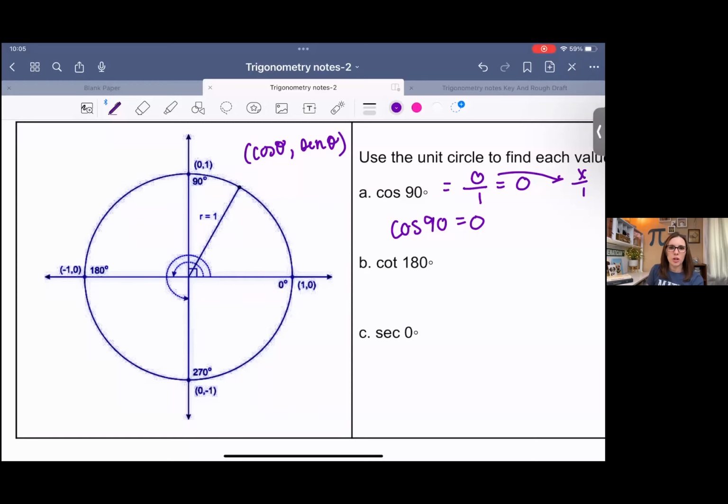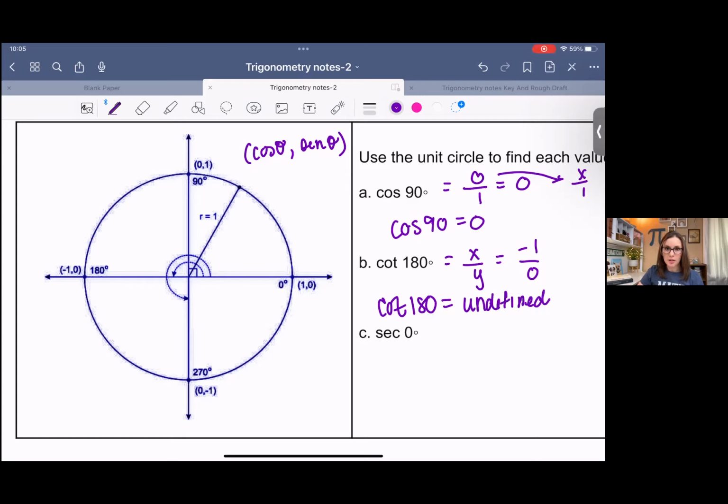So for cotangent, if we look up previously at the table we did earlier, the ratio for cotangent is x over y. So I'm going to take the x coordinate of the 180 degrees, that's -1, over the y coordinate is 0. I got that from right here. And then I simplify. Anything over 0 is considered undefined, so the cotangent of 180 degrees is undefined.